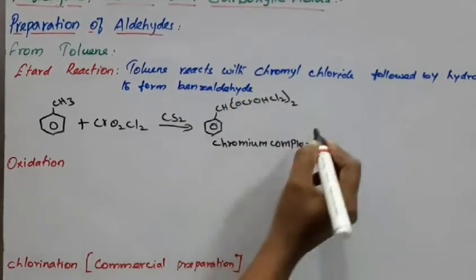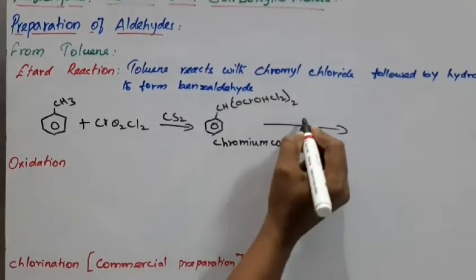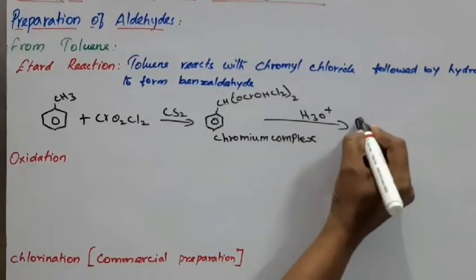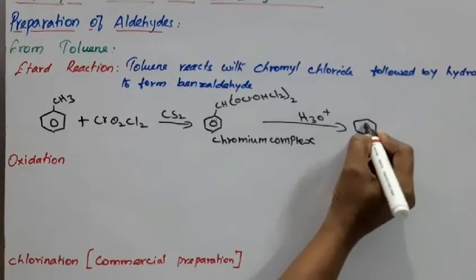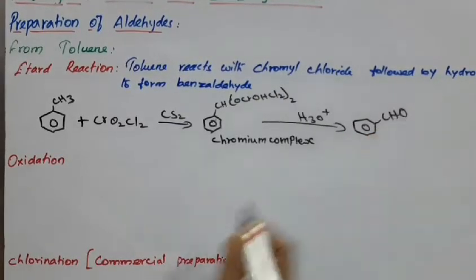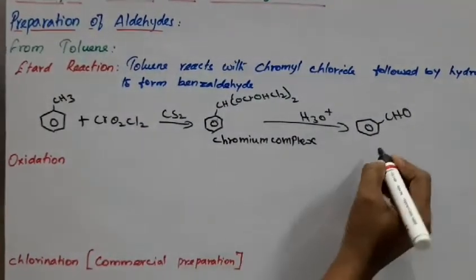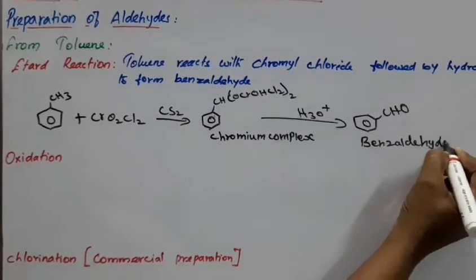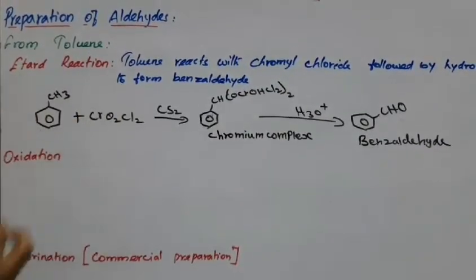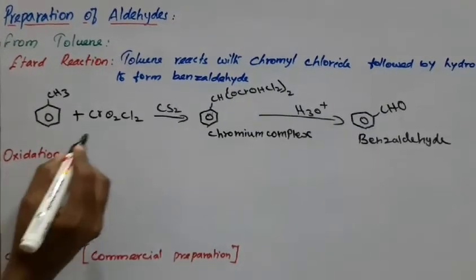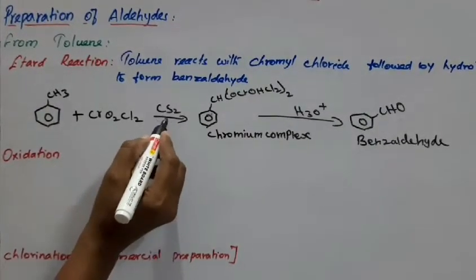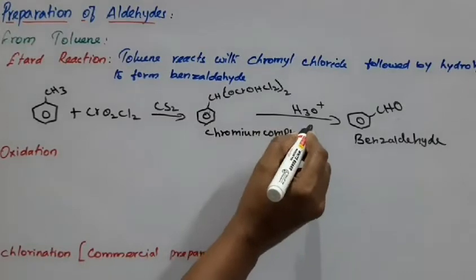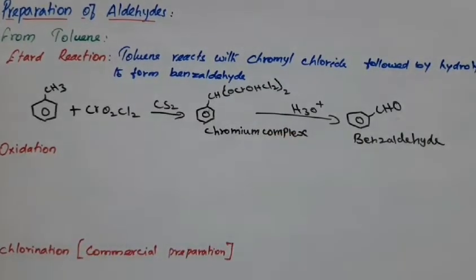Okay, so this chromium complex, after hydrolysis, forms an aldehyde. This is benzaldehyde. This reaction is called the Etard reaction. Chromyl chloride in the presence of a solvent like carbon disulfide produces a chromium complex, and after the chromium complex is hydrolyzed, it gives benzaldehyde, an aromatic aldehyde.